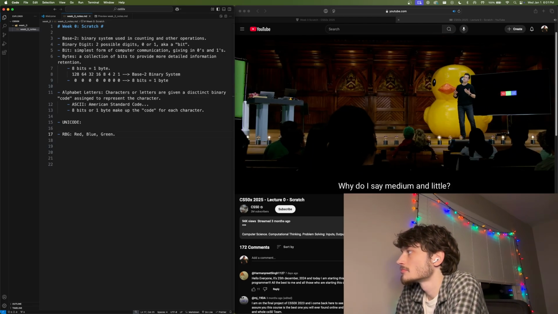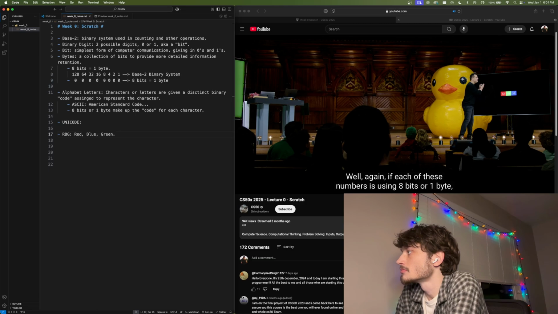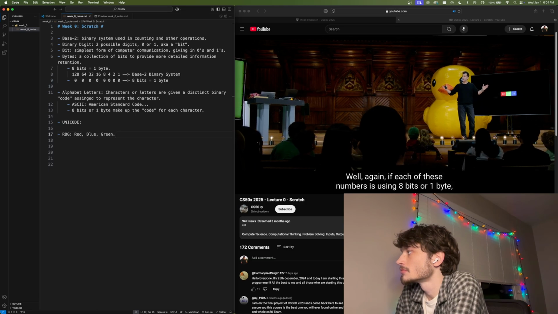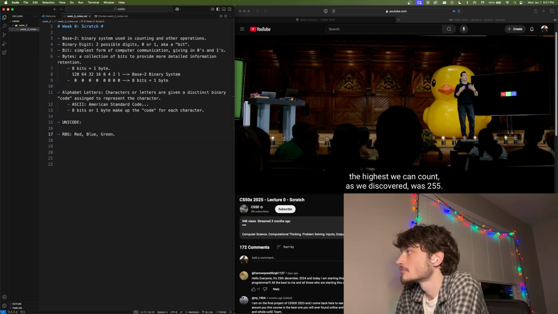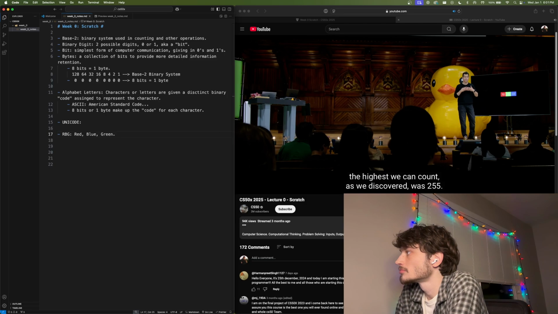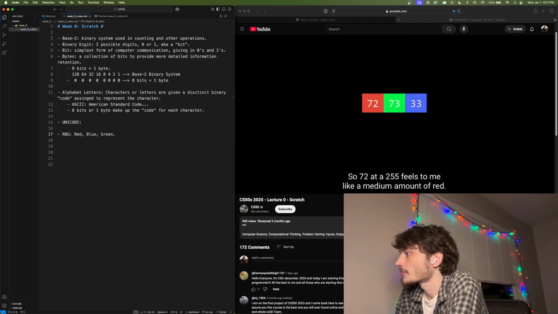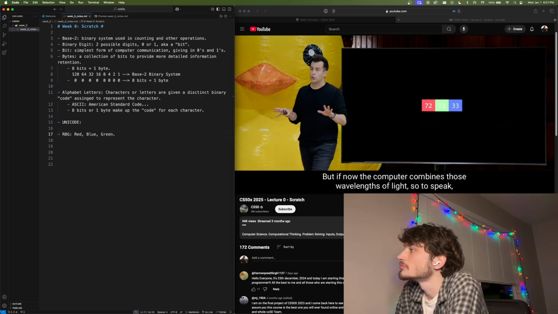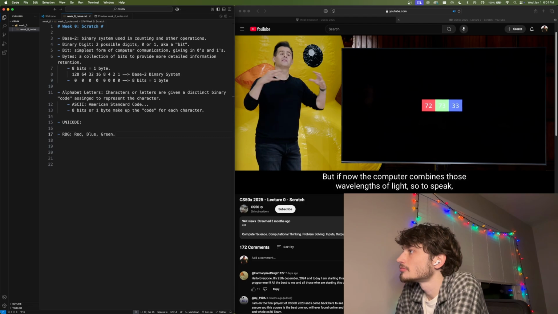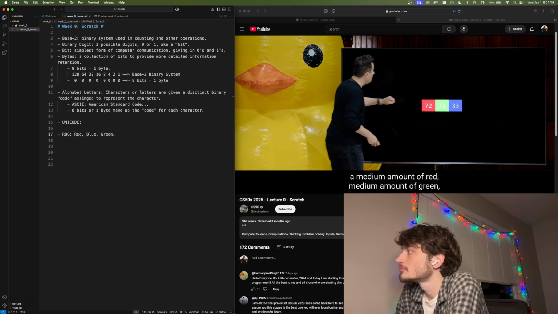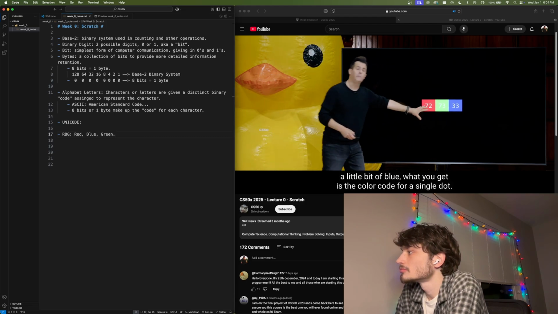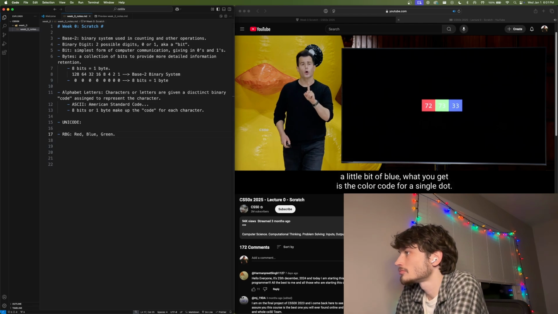Why do I say medium and little? Well, again, if each of these numbers is using 8 bits or 1 byte, the highest we can count, as we discovered, was 255. So I'm kind of averaging here. So 72 out of 255 feels to me like a medium amount of red. 33 feels like relatively little blue. But if now the computer combines those wavelengths of light, so to speak, a medium amount of red, a medium amount of green, a little bit of blue, what you get is the color code for a single dot.